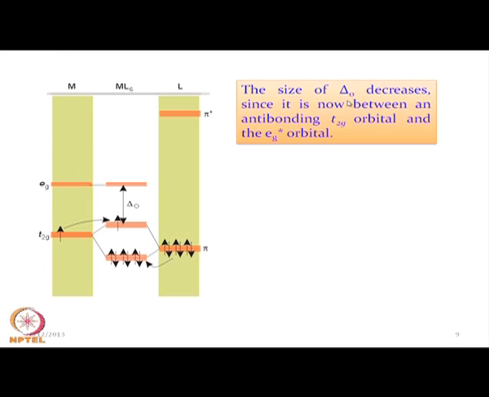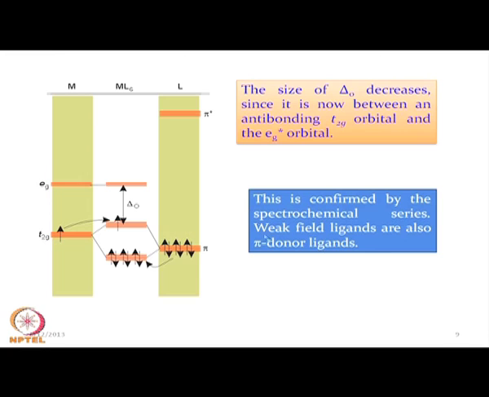So, the size of delta O decreases since it is now between an antibonding T2G orbital, that means T2G star, this is T2G after ligand field formation, and this is T2G star and the EG star orbital. So, this transition whatever we are considering after pi interaction is the T2G star to EG star level, and this pi star level for the corresponding pi interaction with the metal orbital is well above in the energy scale, and they will remain empty in this molecular orbital diagram.